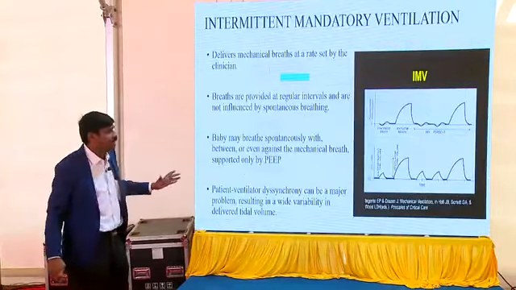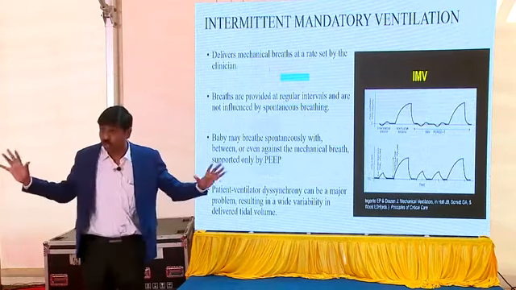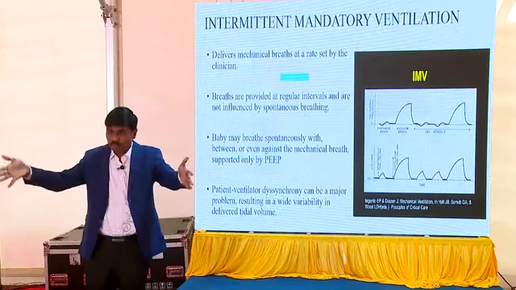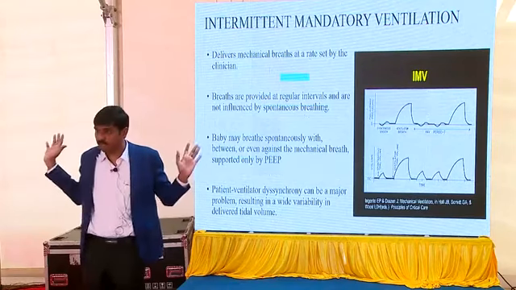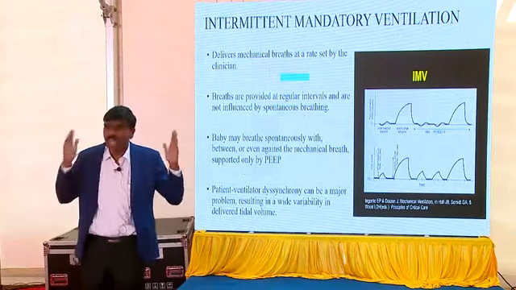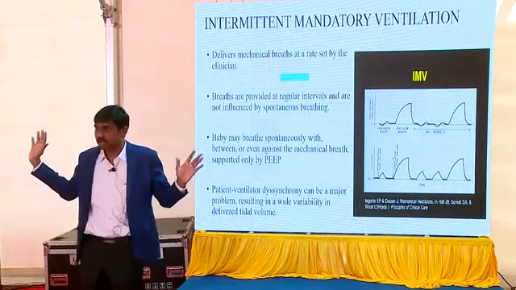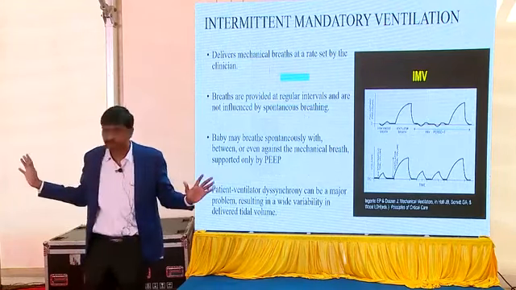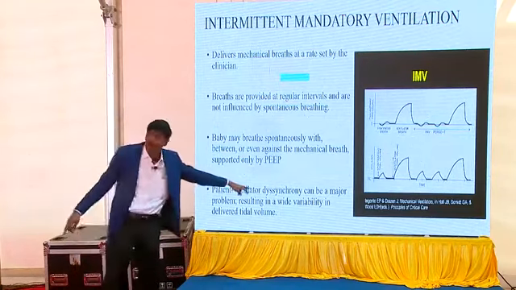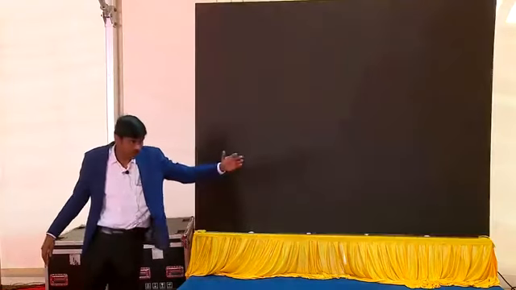In IMV, mostly we don't use it now, but it's very simple. Intermittent mandatory ventilation: there is 1 minute, and I want 60 breaths. The machine divides it into 1 second spaces and gives a breath each second, irrespective of what the baby is going to do. So there's no chance for the baby, and there will be a lot of dyssynchrony. So you're not going to use it. Next one, please.